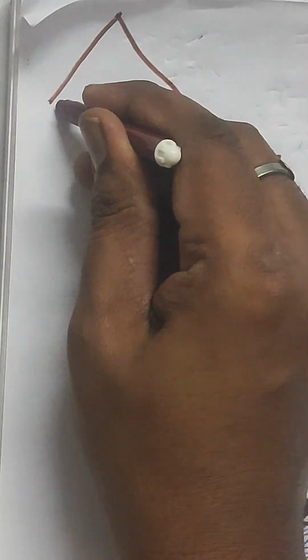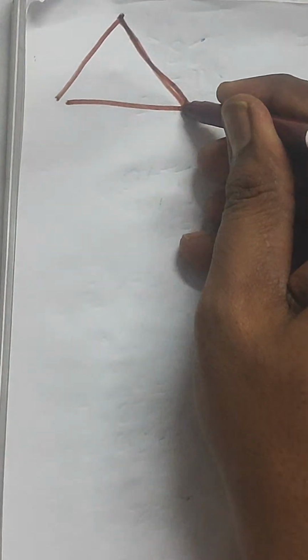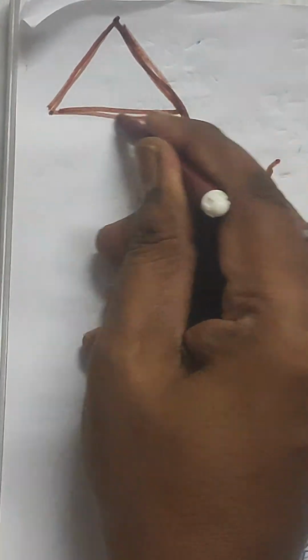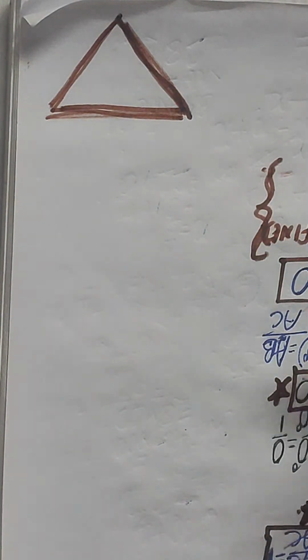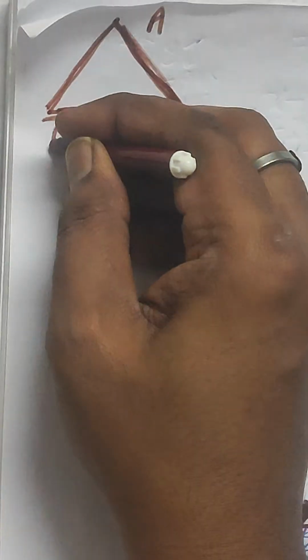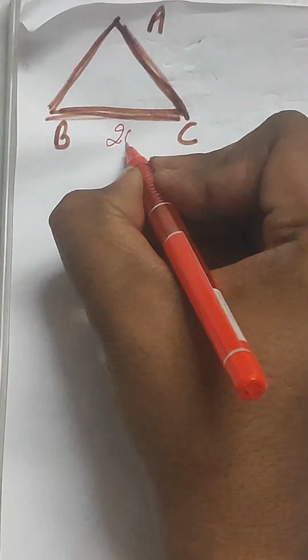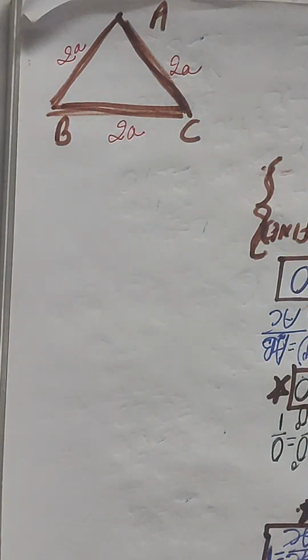Now, for 30 degree and 60 degree, what will happen? Let us consider an equilateral triangle. Maybe this triangle is not very straight, but don't mind, this is equilateral. Just consider it, students. If this is an equilateral triangle and the length of all its sides is, let's say, 2a, 2a, 2a, right?